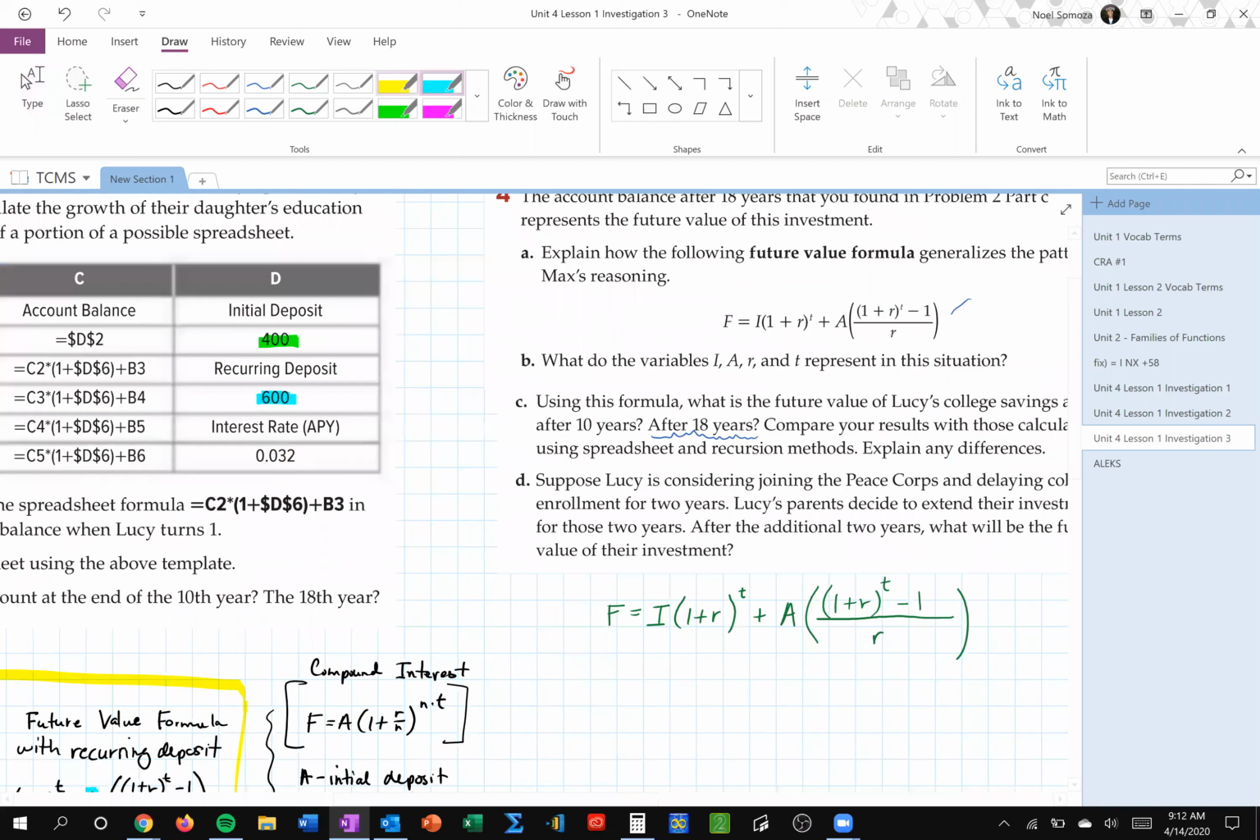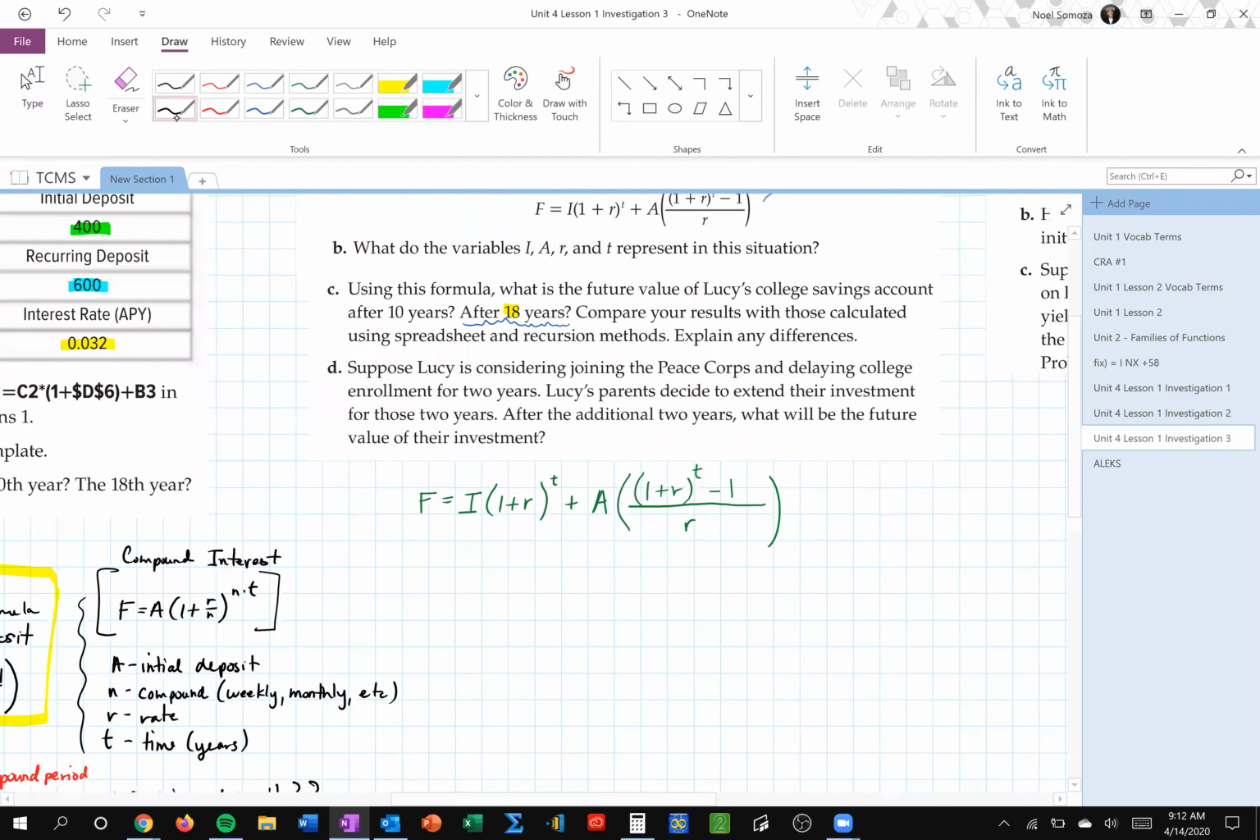And I believe that's all we need, right? And then obviously we know that this is over the course of 18 years. All right, so we can go ahead and substitute these values in, and then we can figure out what that balance is going to be.